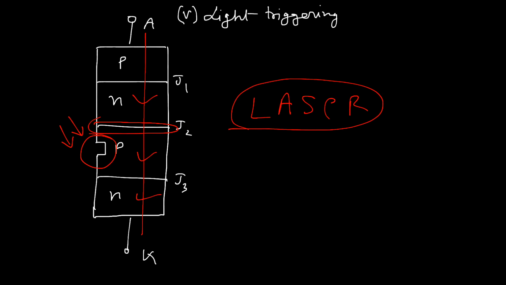So this is all about the triggering methods for SCR. In the next class we are going to discuss the gate characteristics of SCR.